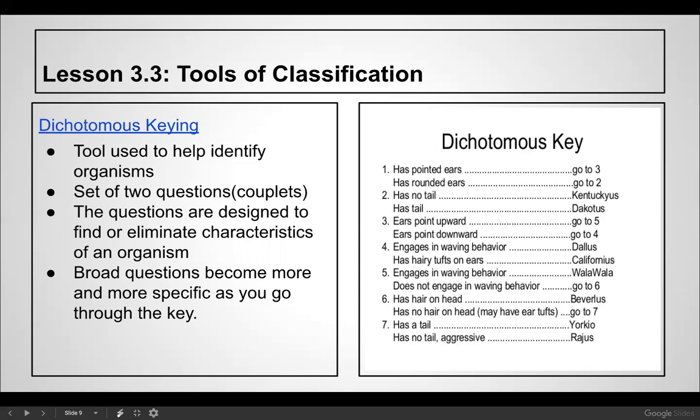So dichotomous means it's basically a set of two questions. It is or it isn't. It's this thing or that thing. The questions are designed to find or eliminate characteristics of an organism. Broad questions become more and more specific. So your final question can be really specific, like colored or white and black, something like that.